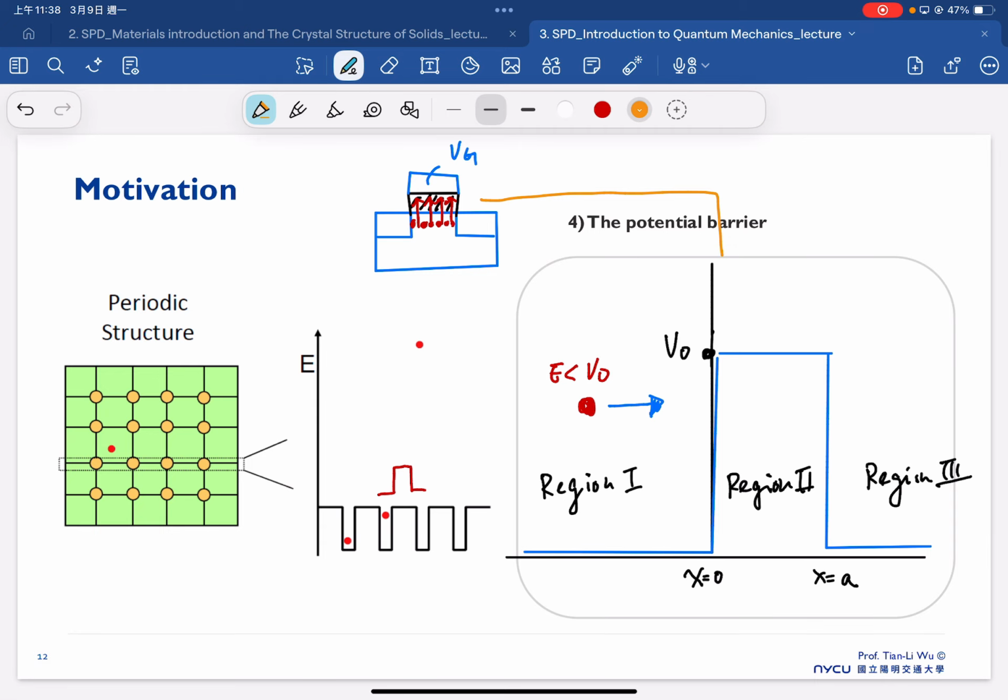So from the viewpoint of the electron versus this barrier, it will be exactly the same, like this kind of scenario. So that's why I say the last one is a realistic case that is very similar to the typical semiconductor device that we will face.